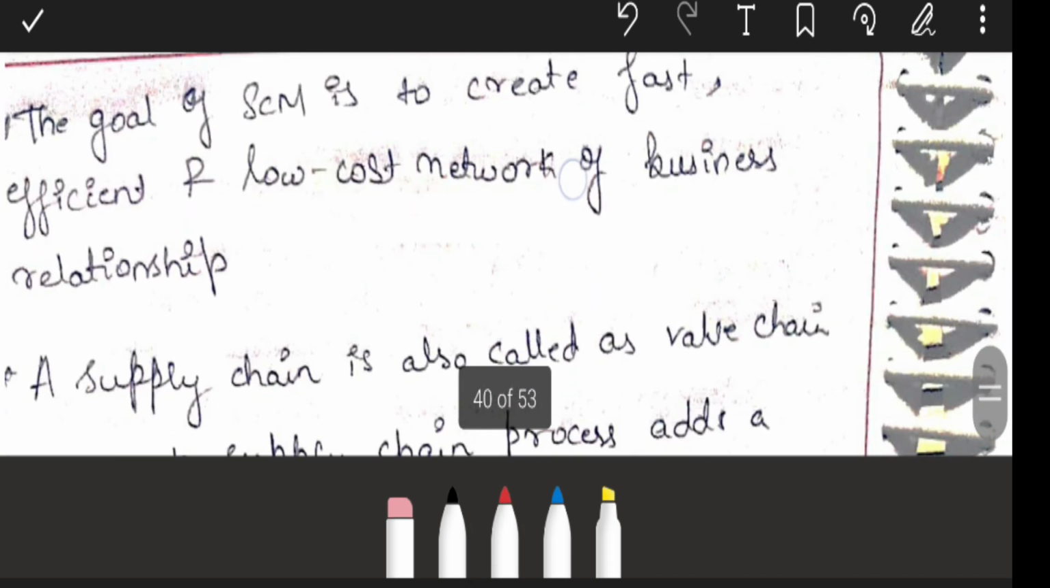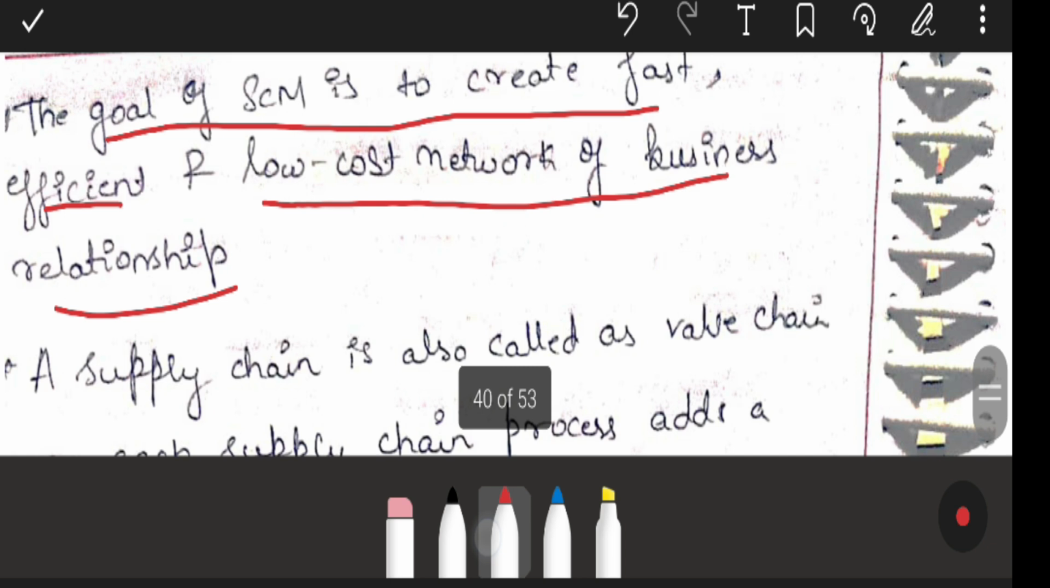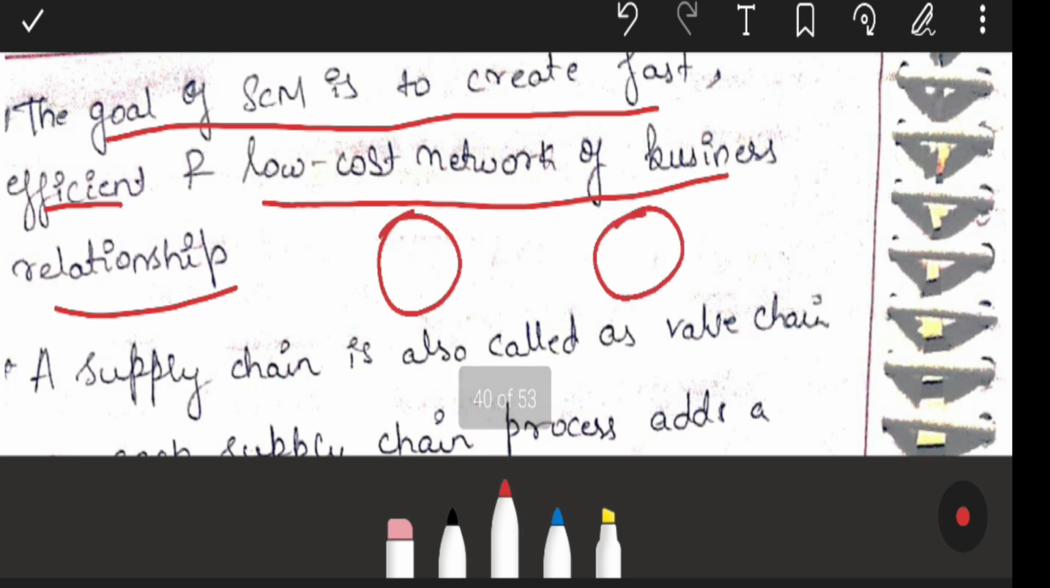Okay, so the goal of SCM is to create a fast, efficient, and low-cost network of business relationships. So this is a process, this is another process. To establish a fast and low-cost relationship between these two processes is the aim of supply chain management.